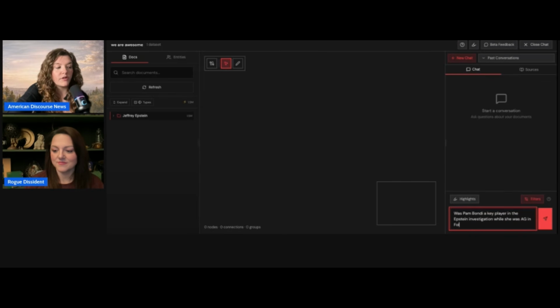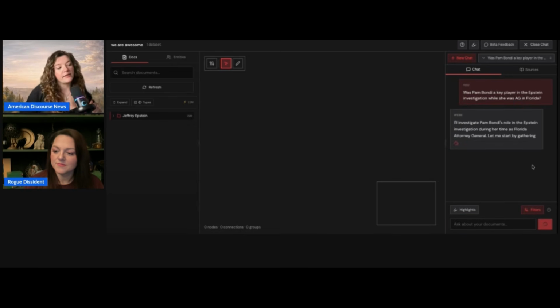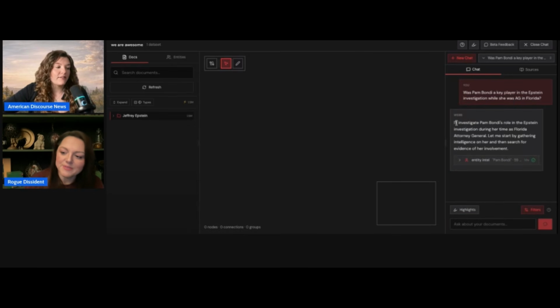So we've got a lot of questions here. I'm going to break down what my question is and why it's important. We have our key player, Pam Bondi. Obviously, the investigation, she was an AG at the time, and in Florida. So there's a bunch of keywords instead of plugging in one or two. That's kind of what I've done with this question. Let's see what it tells me. And it has to think, and it gives you little updates as it's going.